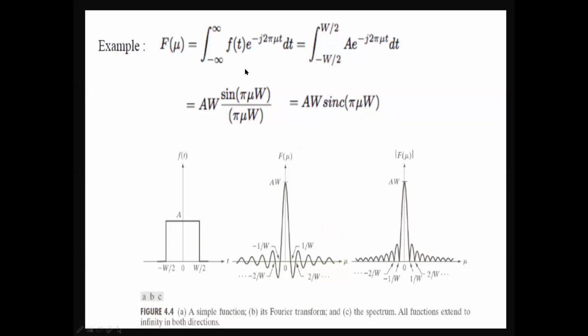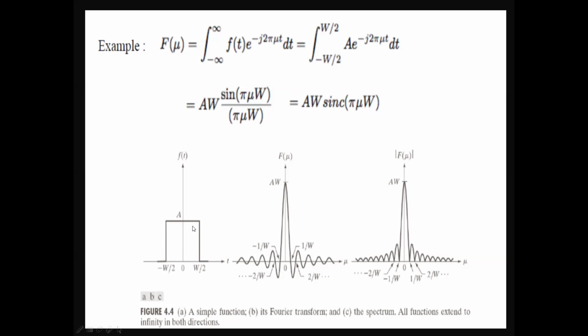And here is one example. Let us see what is the Fourier transform of figure A. Figure A is a pulse whose amplitude is A, and the width of this pulse is W, because the upper limit is W by 2 and the lower limit is minus W by 2. So W by 2 minus of minus W by 2. Okay, so the width is W.